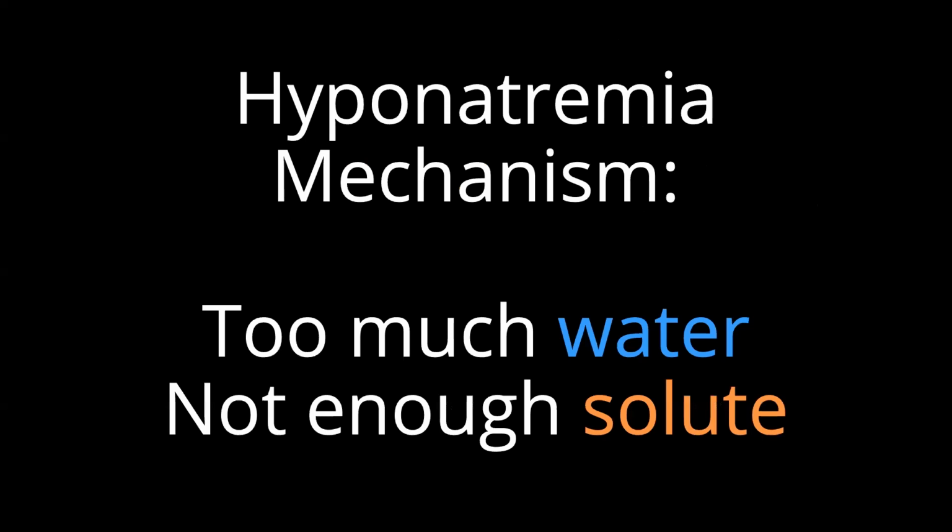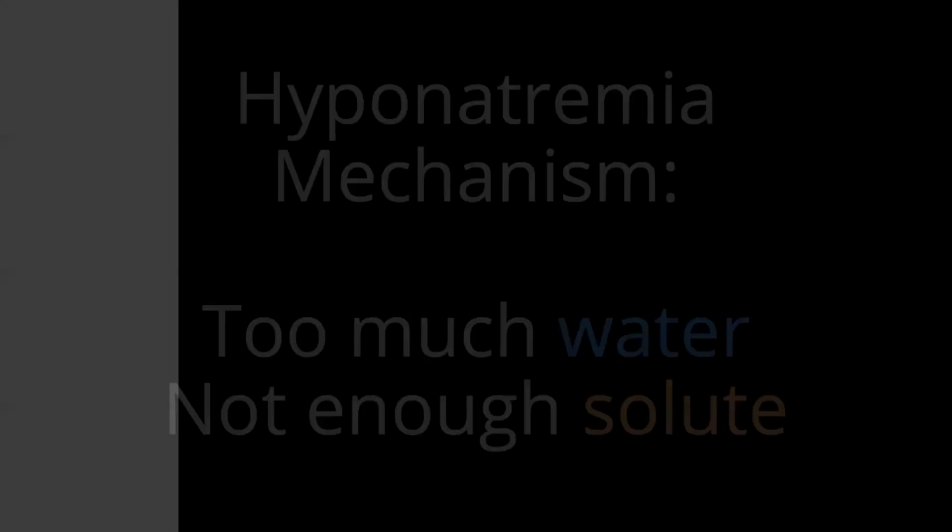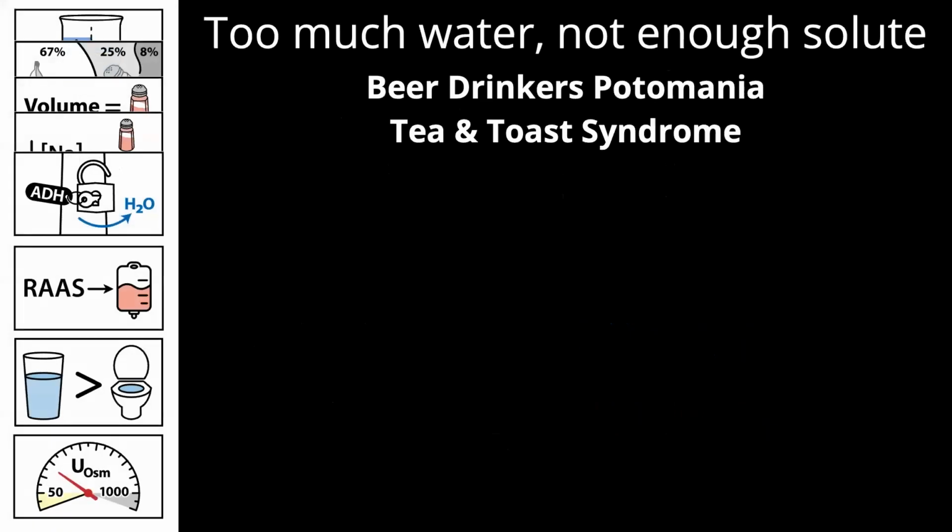So there's our second hyponatremia mechanism. Too much water, like the first, but here we have not enough solute, and so the amount of excess water we need is less. Let's talk about that in detail. The 2 pathologies here are beer drinkers' potomania and tea and toast syndrome.